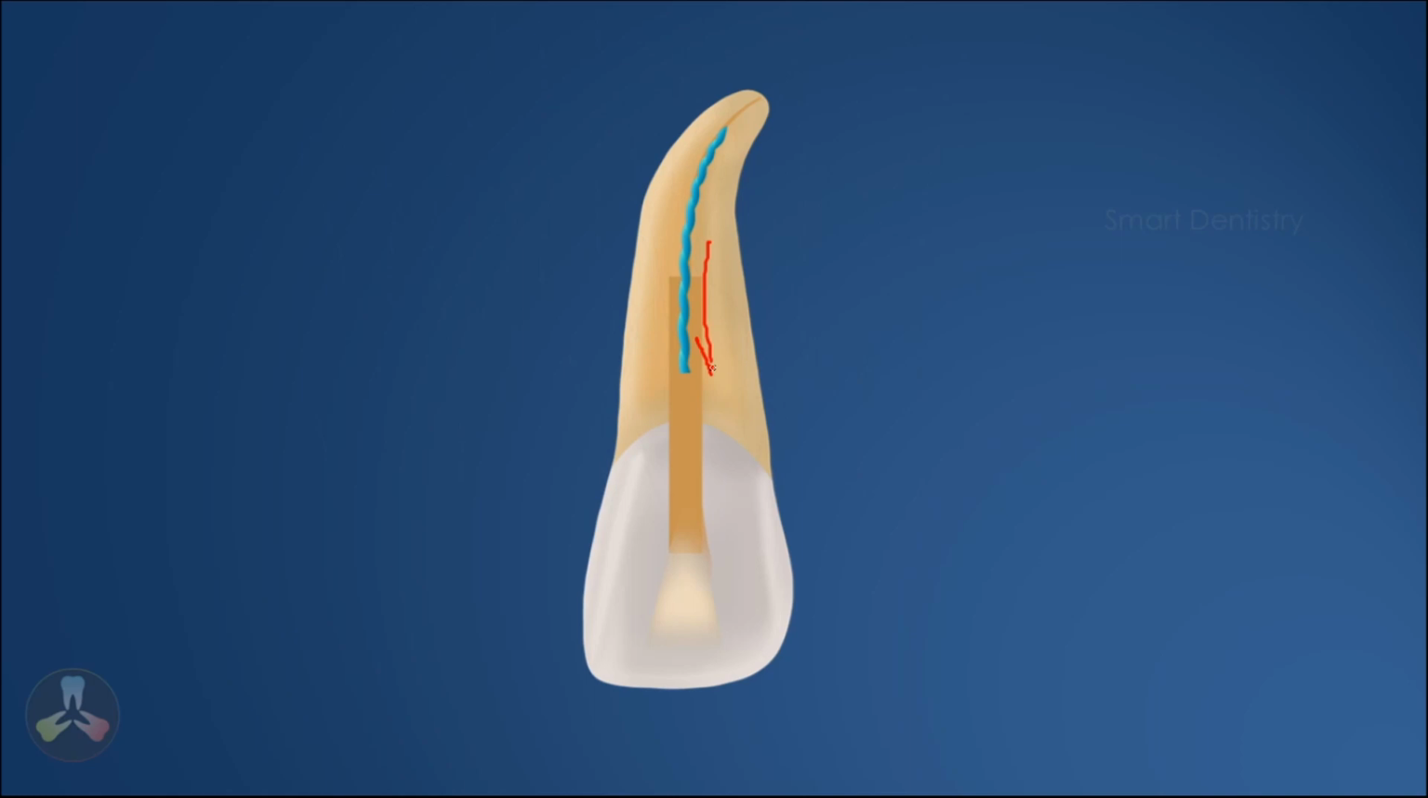But in a situation where a file gets fractured close to the apex, beyond the curvature, and we have attempted to remove it by all the known techniques, still we are not able to remove it, then the only thing we can do is clean and shape the remainder of the canal and obturate. But keep it in mind, the success rate will be compromised.